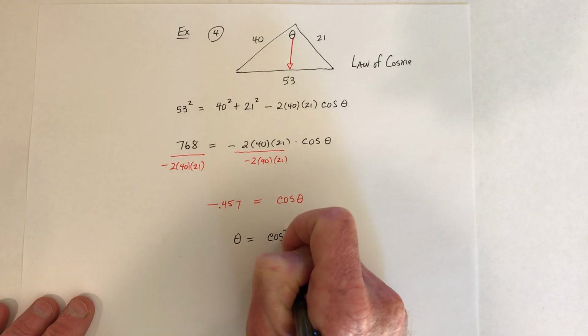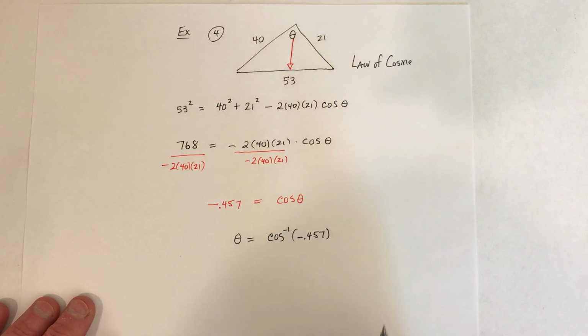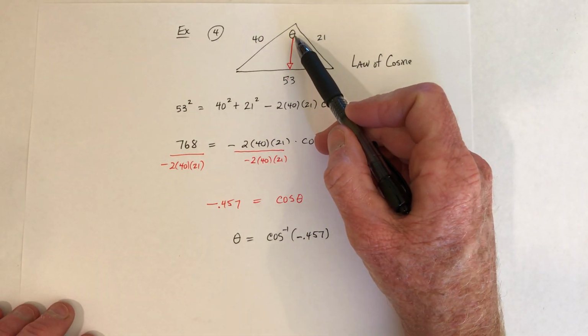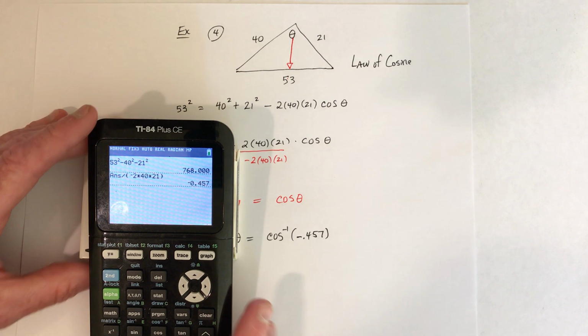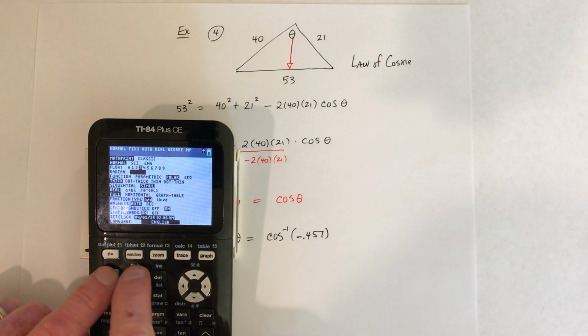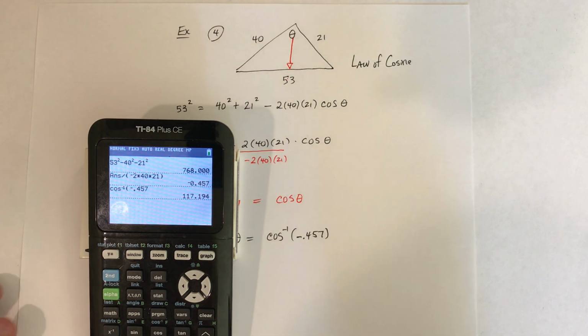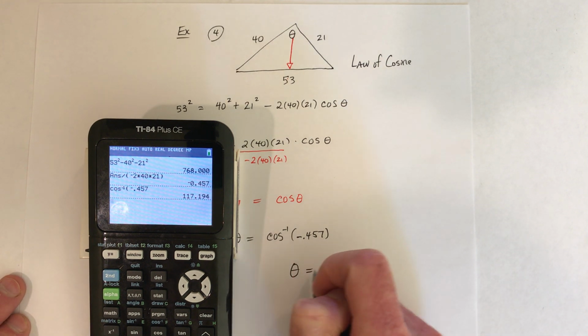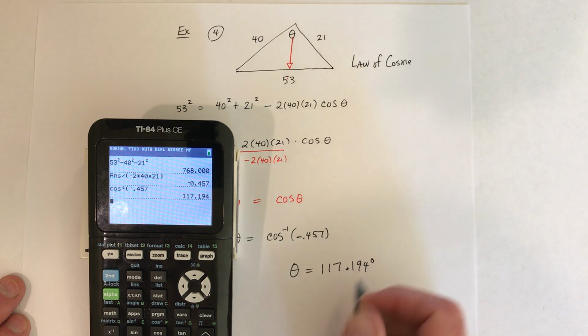So then take cosine inverse of both sides. And when dealing with triangles, we usually use degrees. So change the mode over to degrees, and then do the cosine inverse of -0.457. And so the theta is 117.194 degrees.